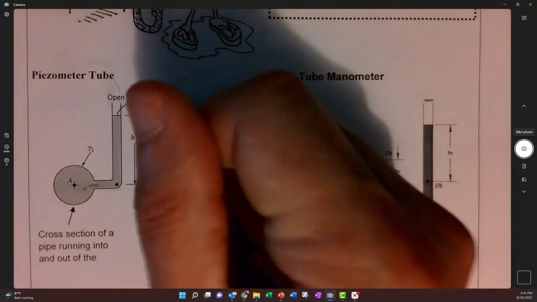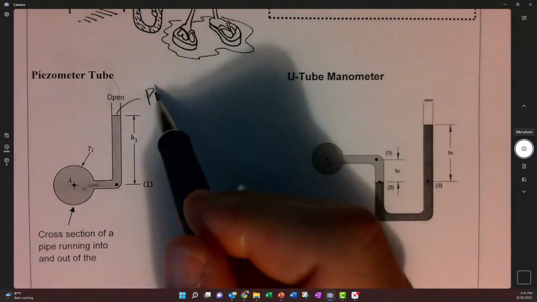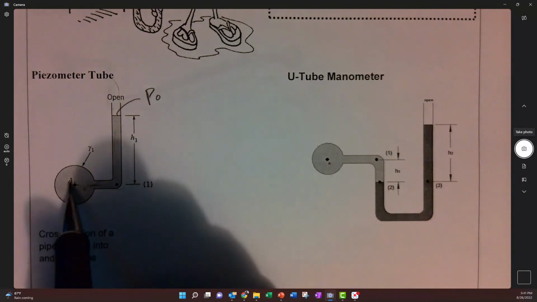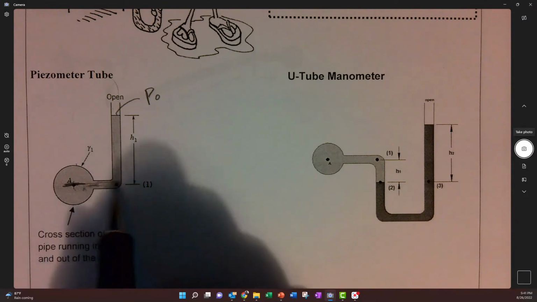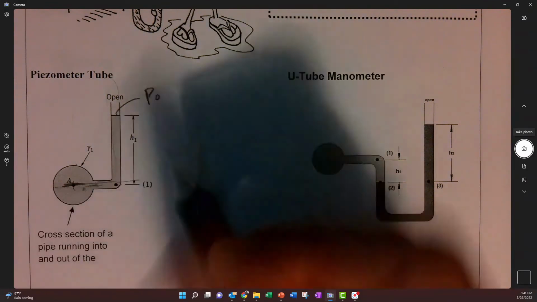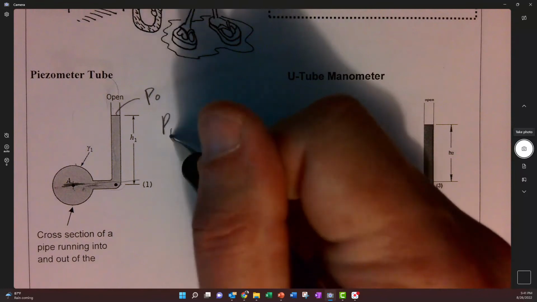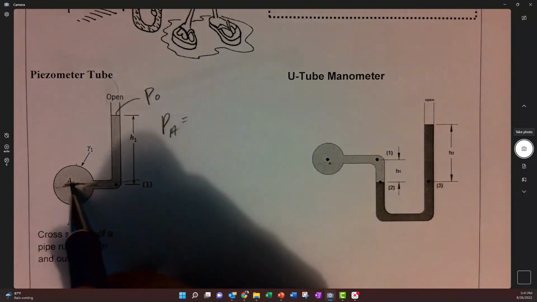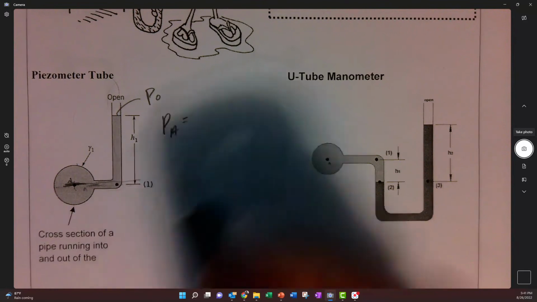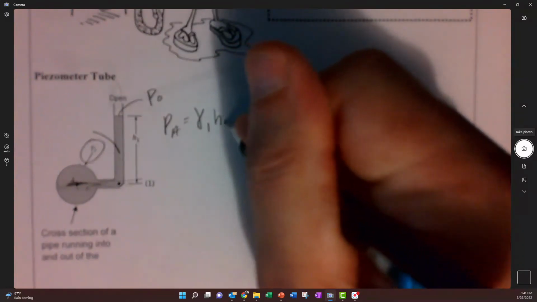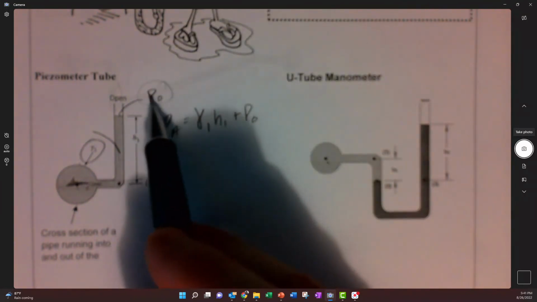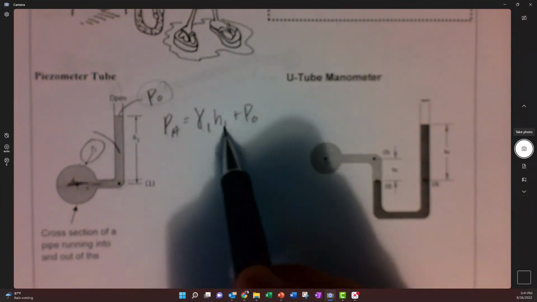So say this is P0, the atmospheric pressure, and this is A, the level at which we care about, not at the bottom, not at the top. It's the same level as this spot right here. We're going to say that PA is equal to P1, because they're on the same level. And we're just going to take the gamma of whatever this is. They're saying gamma 1 right here, and then h1, and we add in P0. So we started here, and then we added gamma 1 and h1 to it.